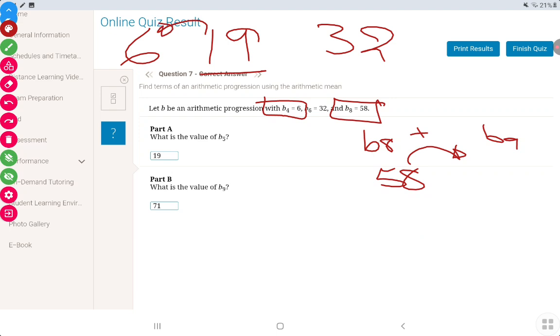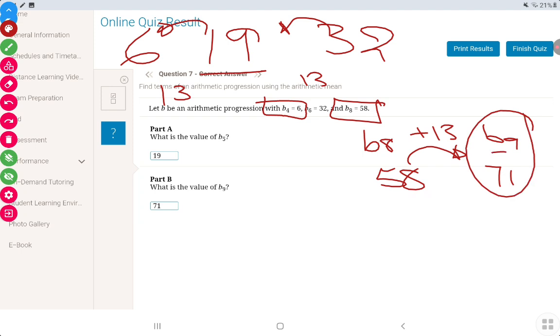19 minus 6 is 13. 32 minus 19 is 13. The difference is 13, okay? So we increased by 13 every time. 58 plus 13 is 71. So b9 is equal to 71.